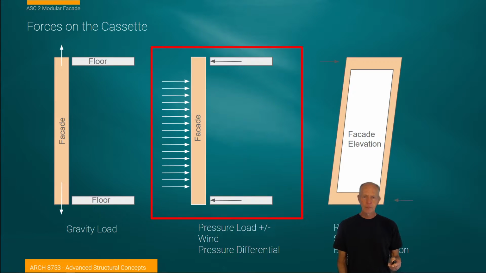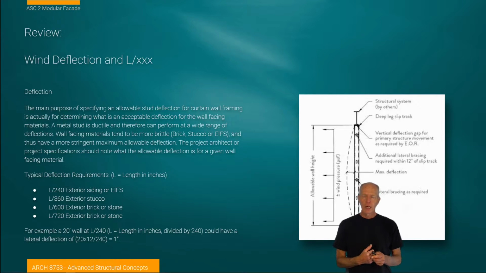So with that in mind, I want to make sure that we're clear on this idea of what's happening with this wall deflection. So I have an illustration above this. This is from the building codes. And it talks about allowable deflections for curtain wall framing for stud walls. We're actually doing glaze systems with aluminum. But this is a good introduction to the idea of thinking about deflection.